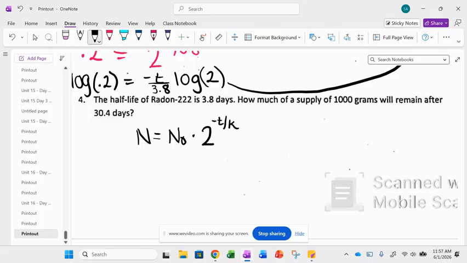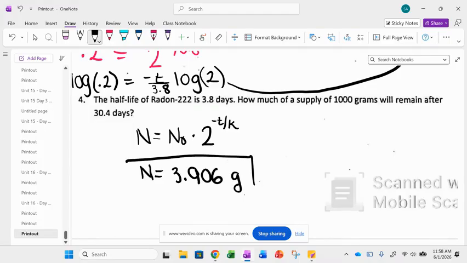Who needs another minute? All right, who thinks they have an answer? Rika, what'd you get? I got the same, 3.906 grams. Who needs to see me do this problem? All right, let's do it.